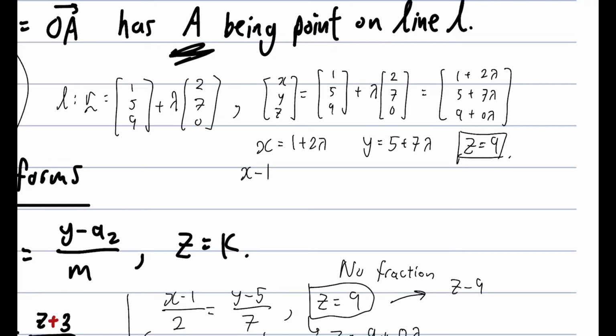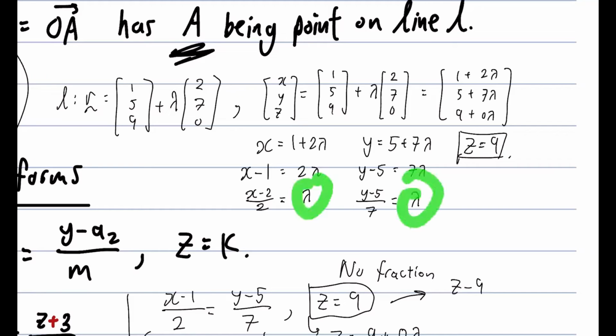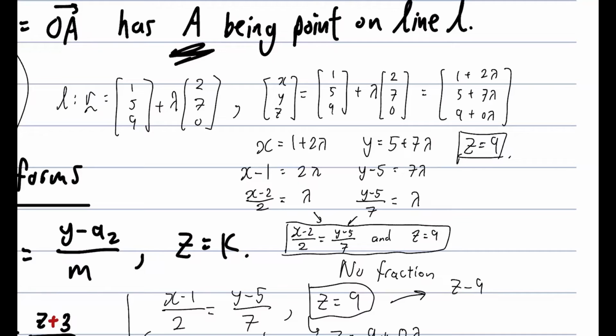Can you see? If I bring the 1 over, I'll get x minus 1 equals 2 lambda. Divide by 2, then I get (x minus 1) over 2 equals lambda. Likewise, I can do y minus 5 equals 7 lambda, so (y minus 5) divided by 7 equals lambda. If they are both equal to lambda, you can equate them to get (x minus 1) over 2 equals (y minus 5) over 7. You don't need to write equals lambda. And z equals 9. There you go. Done. Easy? Yeah.